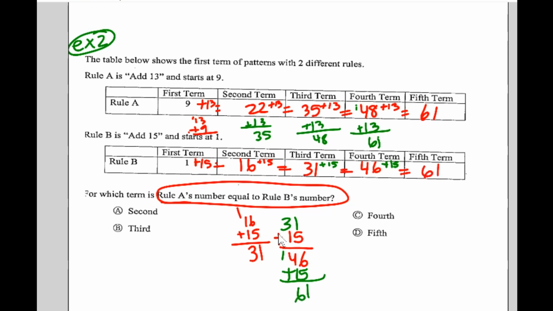Which term has the same answers? Is it the first term? No, because that says 9 and 1. Is it the second term? No, because that says 22 and 16. Is it the third? No, that says 35 and 31. Fourth? No, 48, 46. Fifth term says 61 and 61. So which one is it that has the same? 61 and 61. So there's our answer.